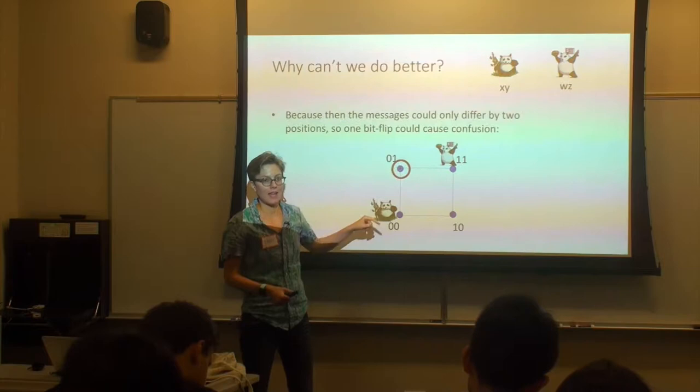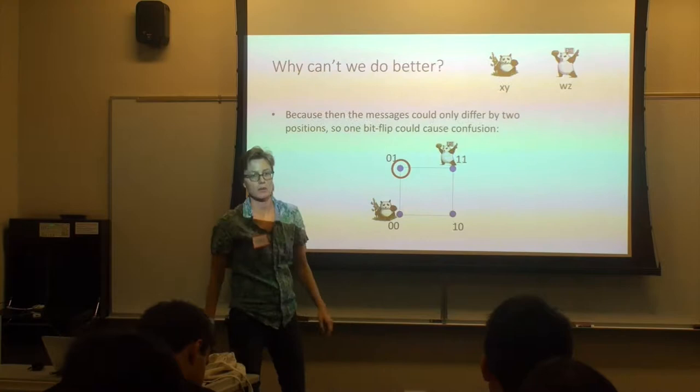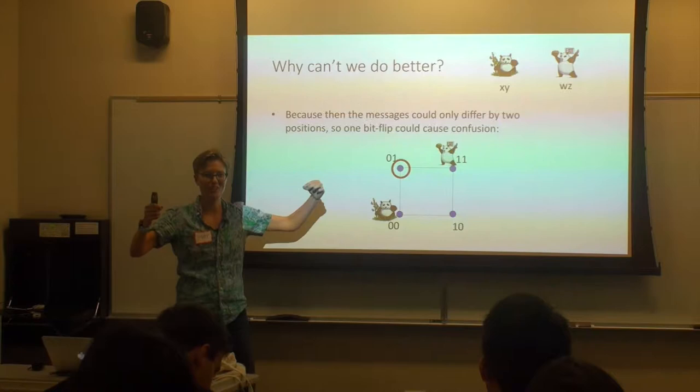And that same logic will work if those are here, or here, or even worse, right next to each other. But basically, the key is I need to get 3 apart in order to survive one bit flip, and with only 2 bits, I cannot get 3 apart.